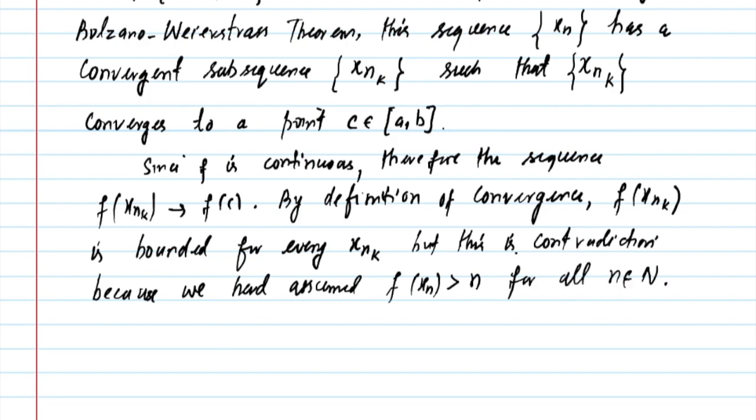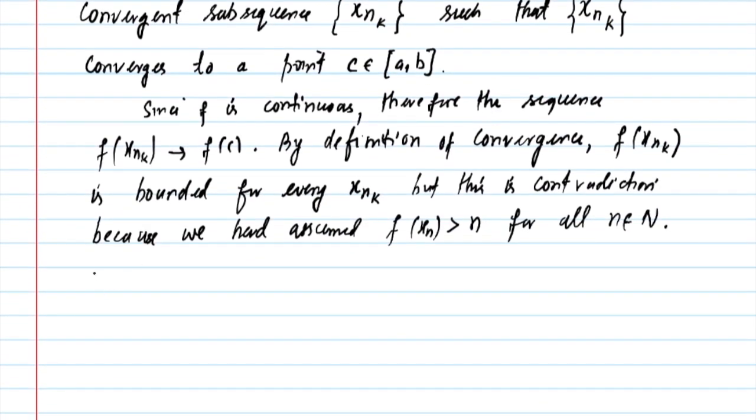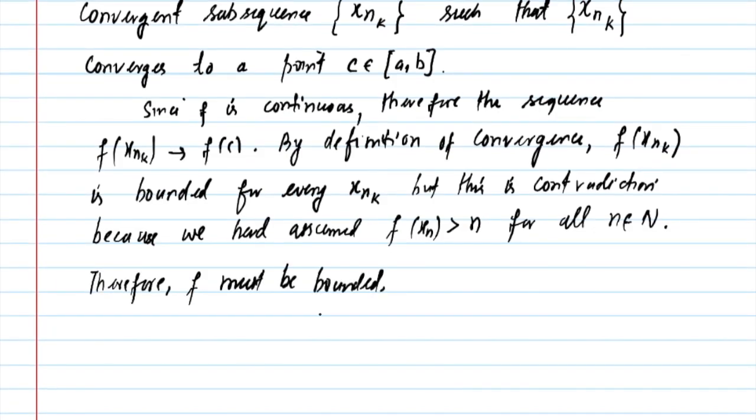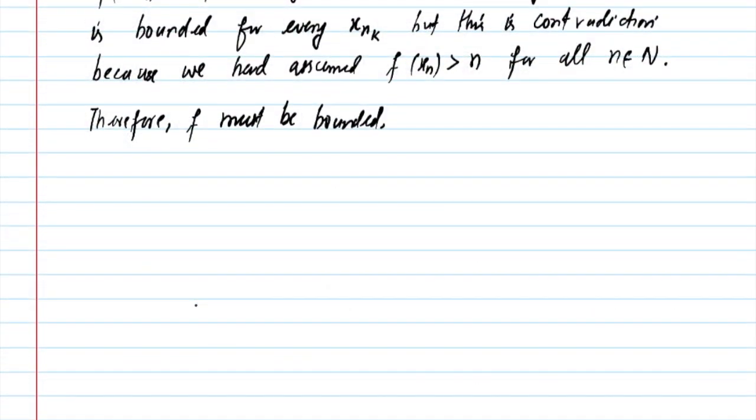So this contradiction is because we had assumed that the function f is not bounded. Hence the function f must be bounded. Therefore, f must be bounded. So hence we have shown that if a function is continuous on a closed interval, then it must be a bounded function. Now again, let's take up one example here.